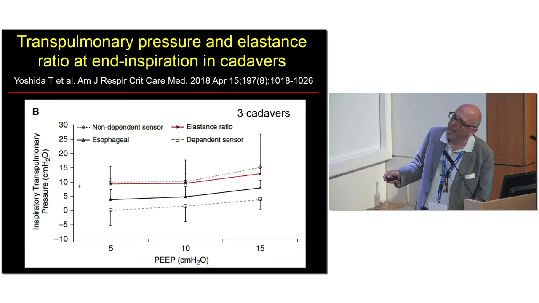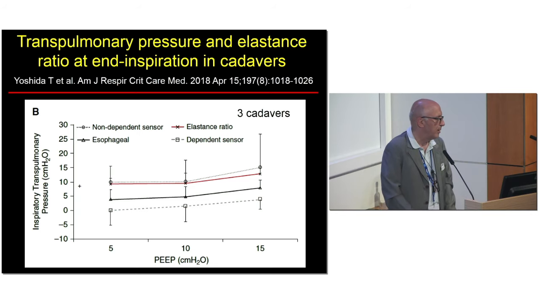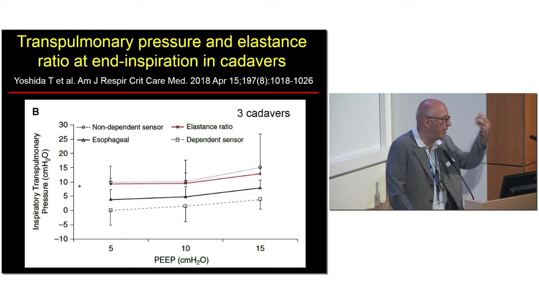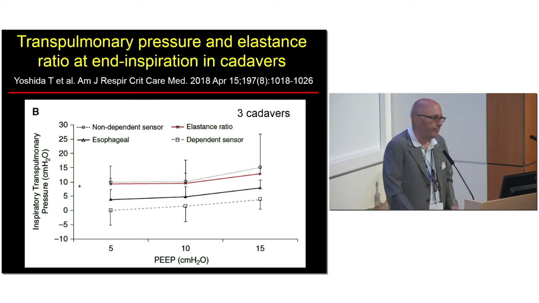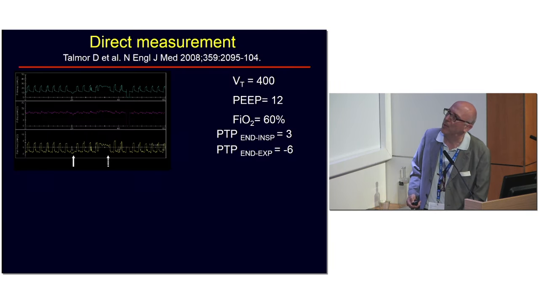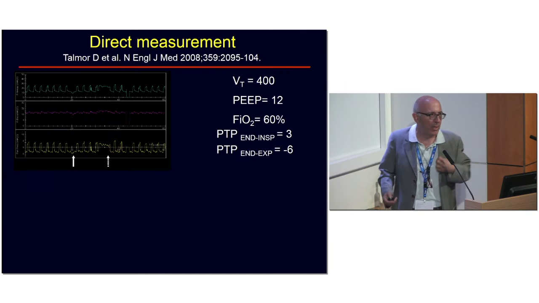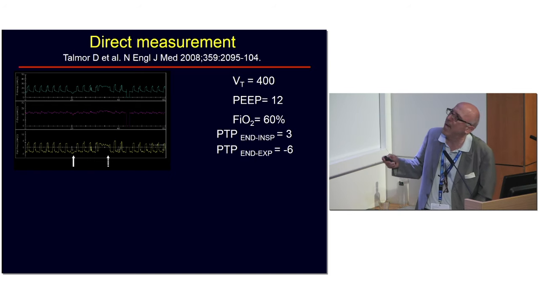When they look at the inspiratory transpulmonary pressure, it was exactly the same. So you see here the non-dependent sensor has much higher transpulmonary pressure as compared to the dependent sensor. So it means that, again, in inspiration, there is no correlation between the esophageal pressure and the real regional pressure. There are different methods to measure. The one proposed by Talmor is the absolute difference.